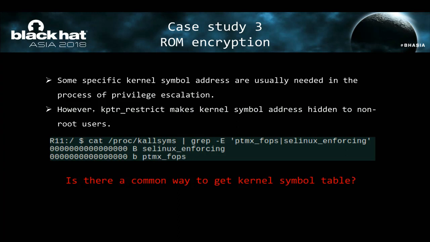Some specific kernel symbol addresses are usually needed in the process of privilege escalation. However, as mentioned by my partner before, kptr_restrict makes kernel symbol addresses hidden to non-root users. So reading the kernel symbols directly from the mobile phone is no longer possible. Then the question is coming: is there a common way to get the kernel symbol table? Of course, the answer is yes.